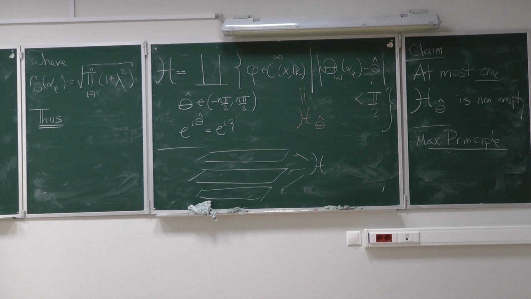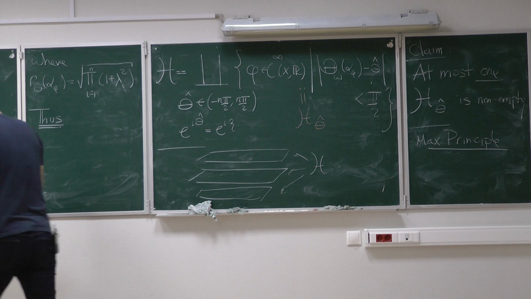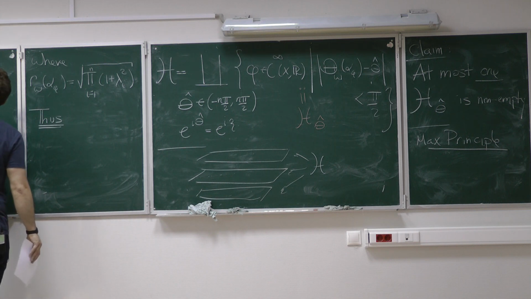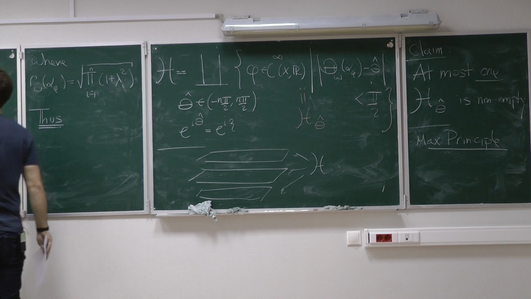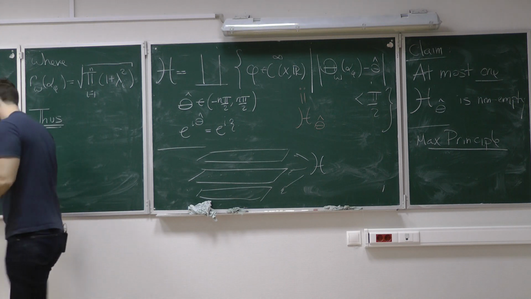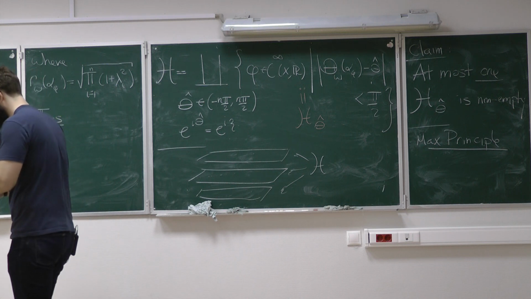Okay, so then the key, and this is based on work of Jake Solomon in symplectic geometry, is that this space H, so I'm going to drop the theta hat, is an infinite dimensional Riemannian manifold. So let me just tell you what the Riemannian structure is.